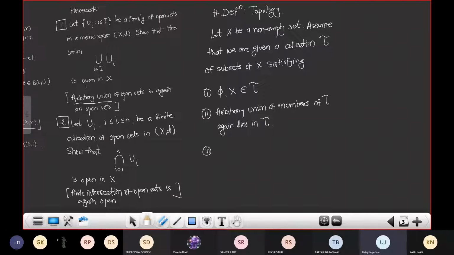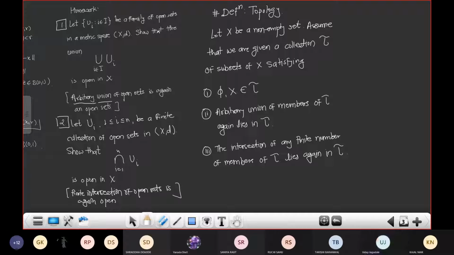And the last one, it says the intersection of any finite number of members of tau lies again in tau. My tau, you know, sometimes it looks different, but it's tau. The intersection of any finite number of members of tau lies again in tau.